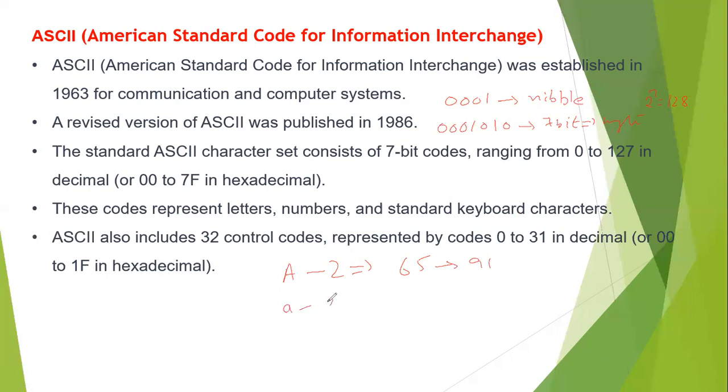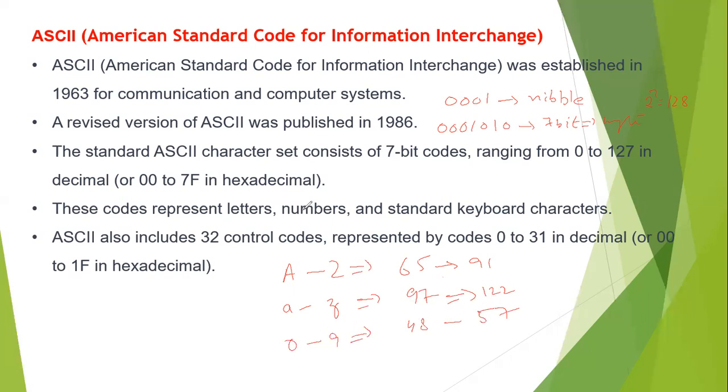Small a to small z. Small a starts from 97 onward, till 122, and 0 to 9. 0 is represented by 48 to 57. You can add 9. So these are the ranges given by the American Standard Code ASCII chart. Whenever you press capital A, it will convert into 65. 65 will be converted into binary form, and B will be 66. Small a will start from 97, and 0 starts from 48.